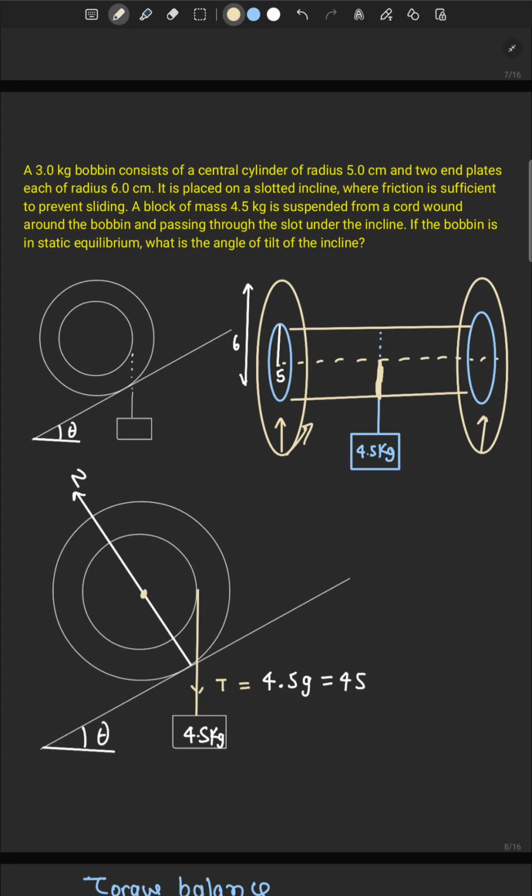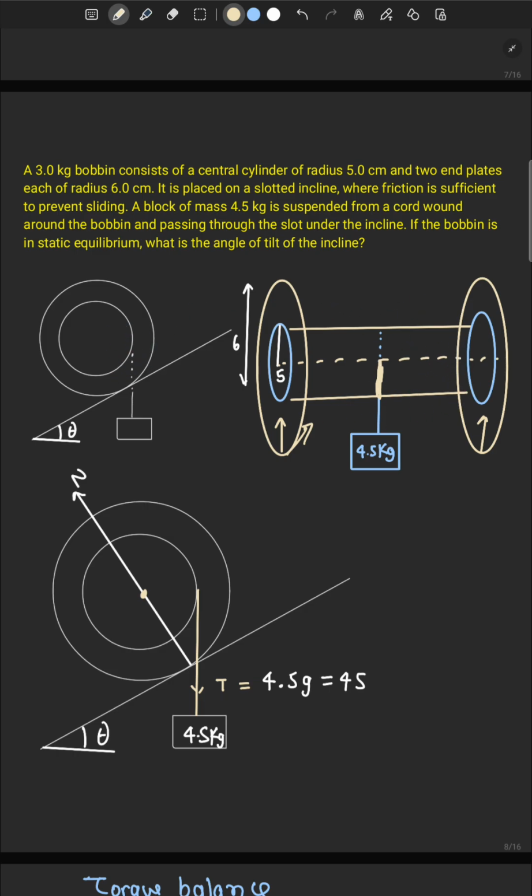So we are going to discuss this bobbin problem. We are given a bobbin of mass 3 kg, this plate. Actually the bobbin looks like this. A bobbin is used by tailors. I think the thread is wrapped around this cylinder, and this bobbin rotates when fit in the sewing machine, and the thread comes out. So this is the real bobbin.